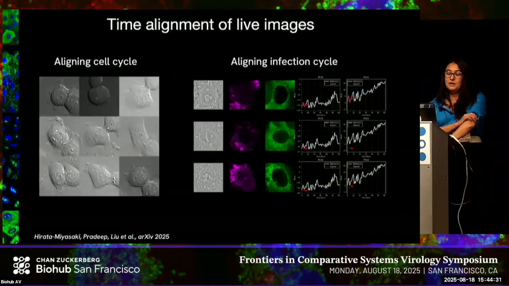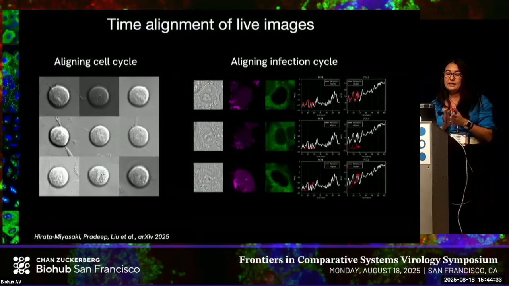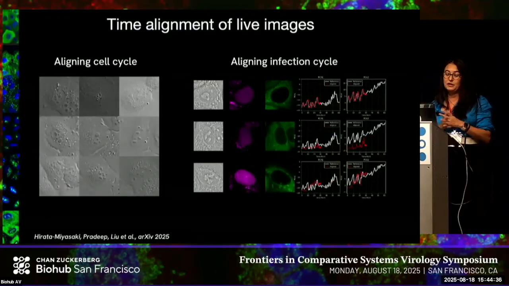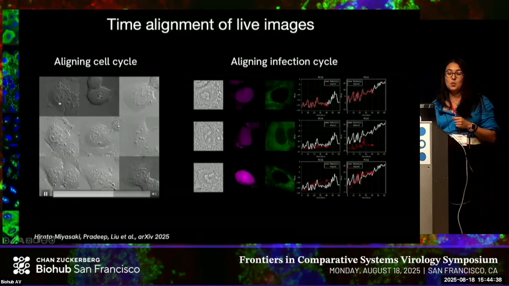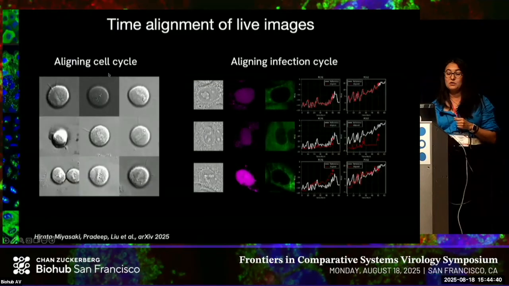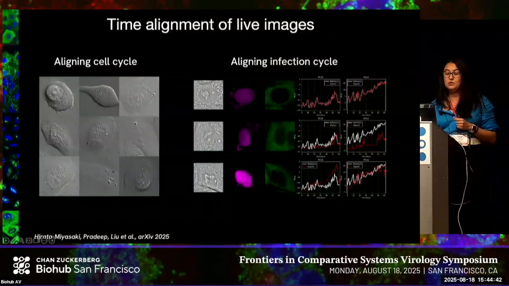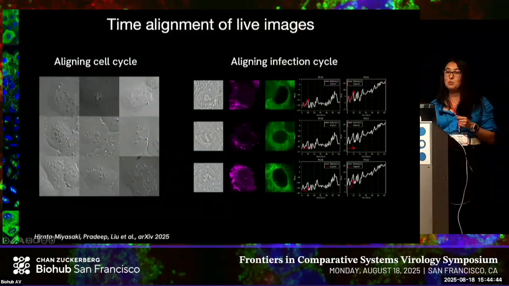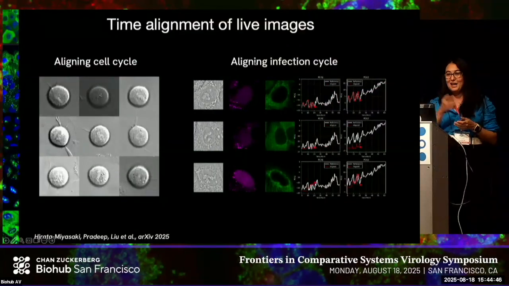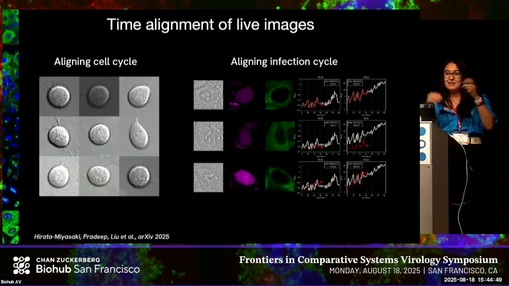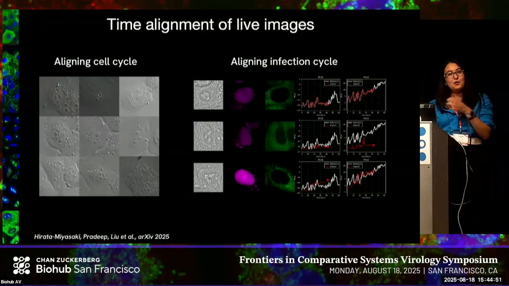Using this model, we can also, again, align the cells according to different conditions. Here I'm showing you two of those, one in silico alignment according to cell cycle, and the other one according to the infection cycle. So it's important to remember that these infections are asynchronous, as we were just seeing, that things happen at different times. But for us, that doesn't matter.